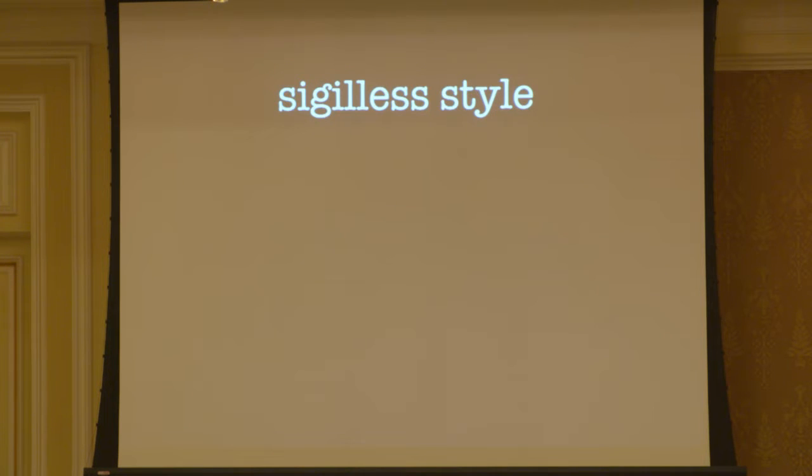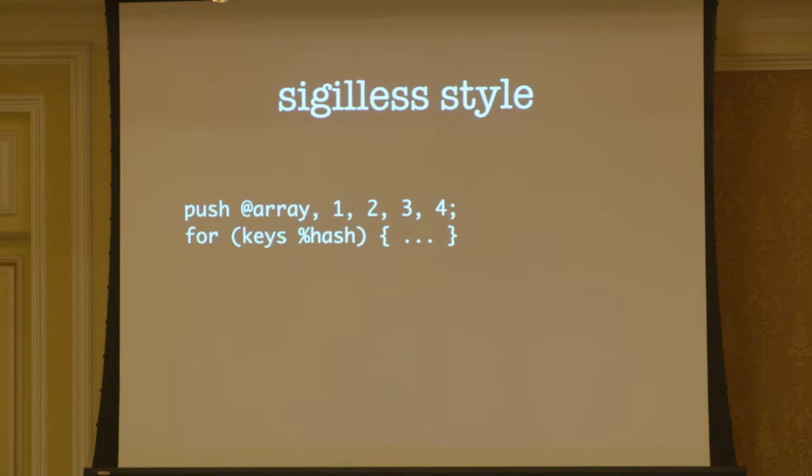Okay. So one thing we've gotten rid of is the sigil-less style. I understand they're introducing this to Perl 6 because it's the circle of life. Everyone should know this code. This is really basic Perl 5 code. You've got an array. We're going to push onto it. You've got keys on a hash. This is all really simple stuff.